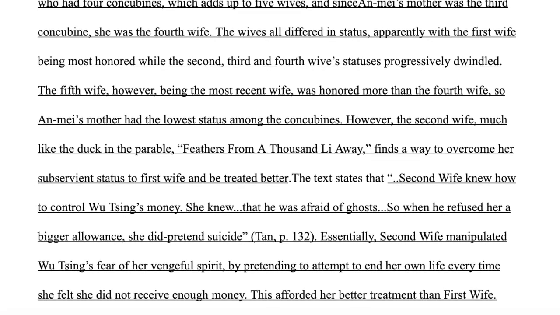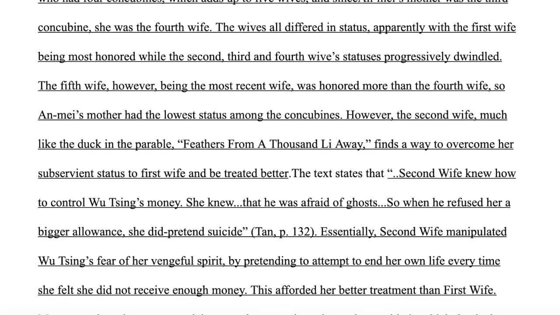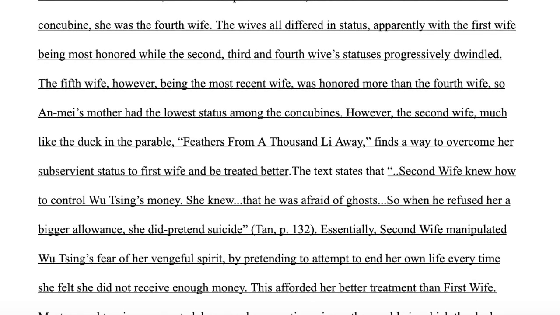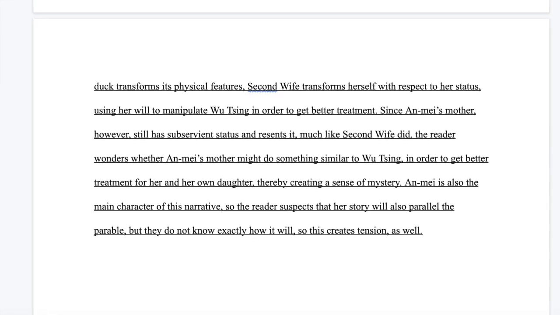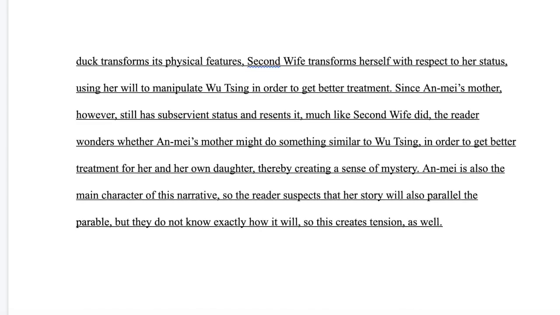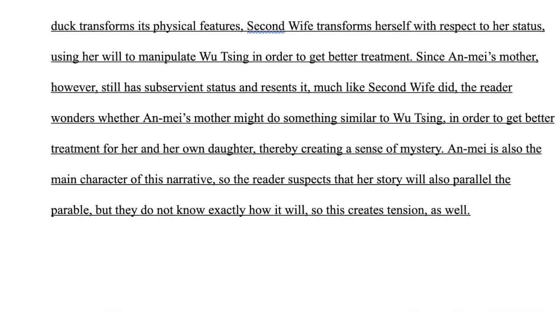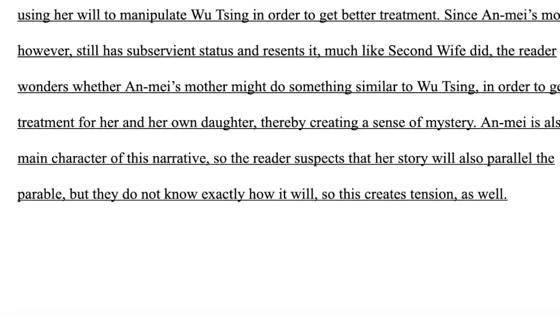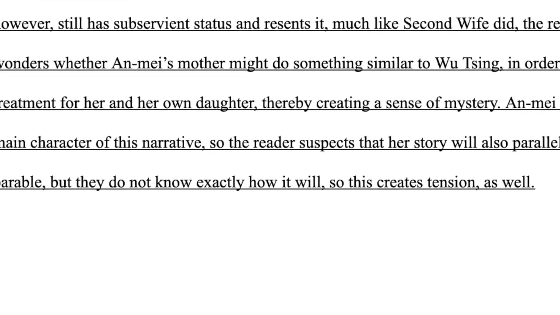Then I provide an explanation of how concrete details relate to one another by explaining how second wife essentially transforms herself like the duck who turned into a swan in the parable, Feathers from 1,000 Li Away. Then I provide more concrete details about Anne May's mother and how she still has subservient status among the concubines, and that because she is the main character of this narrative, the reader suspects that her story will also parallel that of the ducks in the parable, just as second wife's did. And that is essentially how mystery and tension are created.